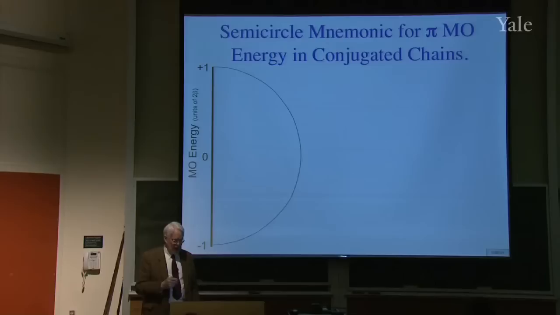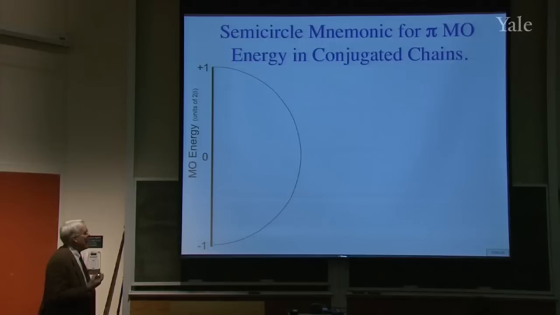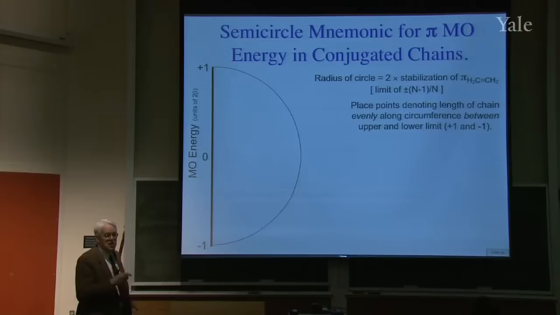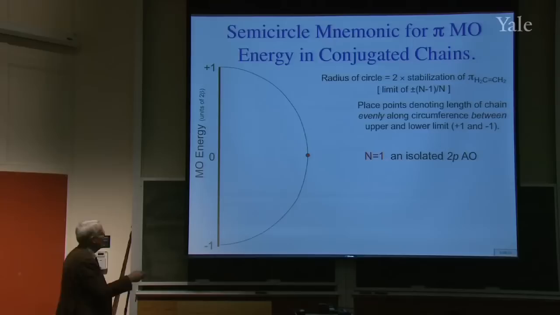So you draw a semicircle. The vertical axis is the energy. 0 is a p orbital. Here's plus 1, minus 1. Those are the limits if you have a very long chain. But it turns out there's this geometrical analogy that if what you do is draw this circle, whose radius is twice the stabilization of the 2p orbitals in the pi bond, and has that limit, and then you put points along this circle, along the circumference, evenly spaced along the circumference, right? It turns out that the height of the intersection of those points is the energy of the various orbitals you can have. So if you have just one p orbital, you put it here, equidistant between top and bottom, and it has the energy 0, right? So that's the energy of an isolated p orbital.